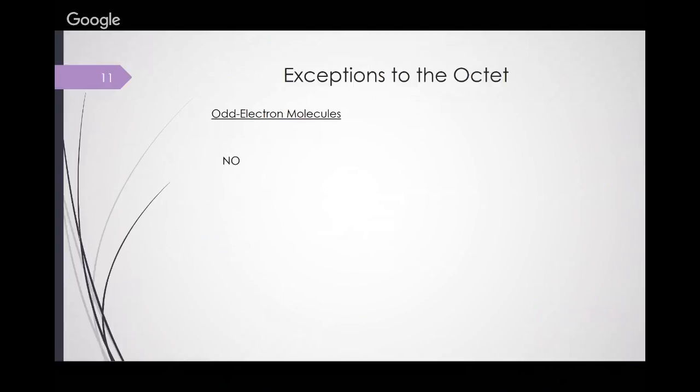Odd electron molecules, like nitrogen monoxide. Nitrogen brings 5, oxygen brings 6. We add those up, that's a total of 11. So oxygen has its 8 electrons. However, nitrogen only has 7 because it has a double bond, which counts for 4 electrons, plus the 3 dots.